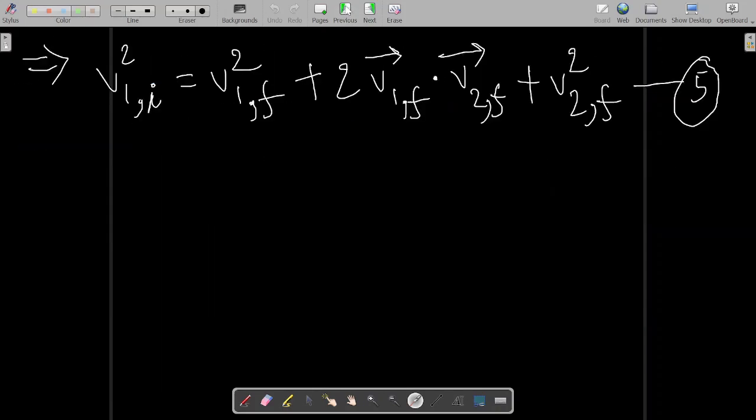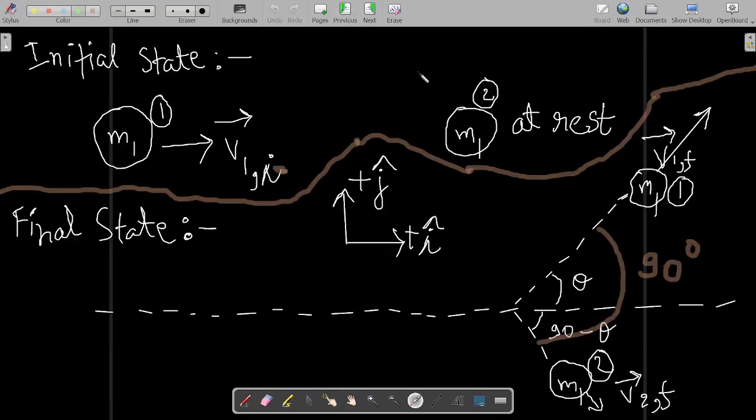What does it mean actually? Have a look: v1,f and v2,f are vectors. This vector is moving in this particular direction, and this vector is moving in this particular direction. So the angle between them is 90 degrees. This direction is different, this direction is different. Clearly, they are perpendicular. As they are perpendicular, the scattering angle is 90 degrees. From here till here, the angle is 90 degrees.